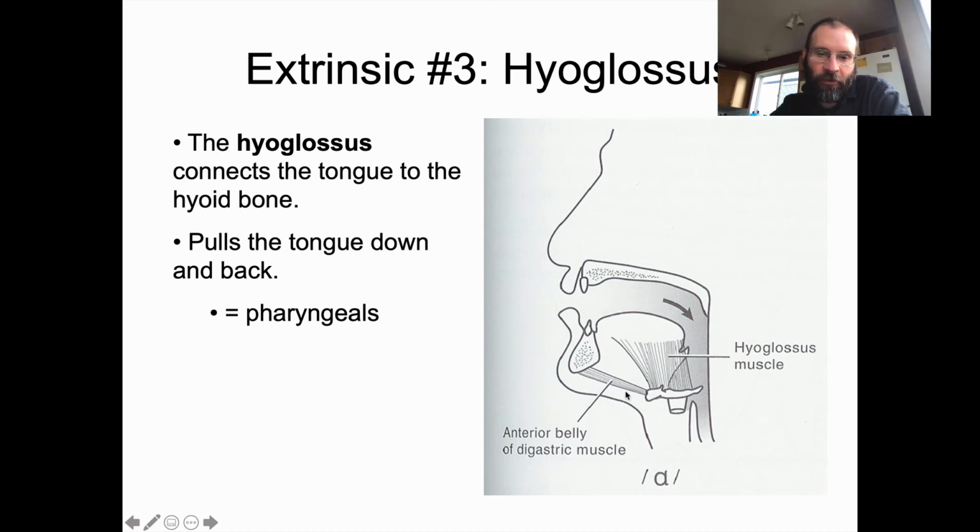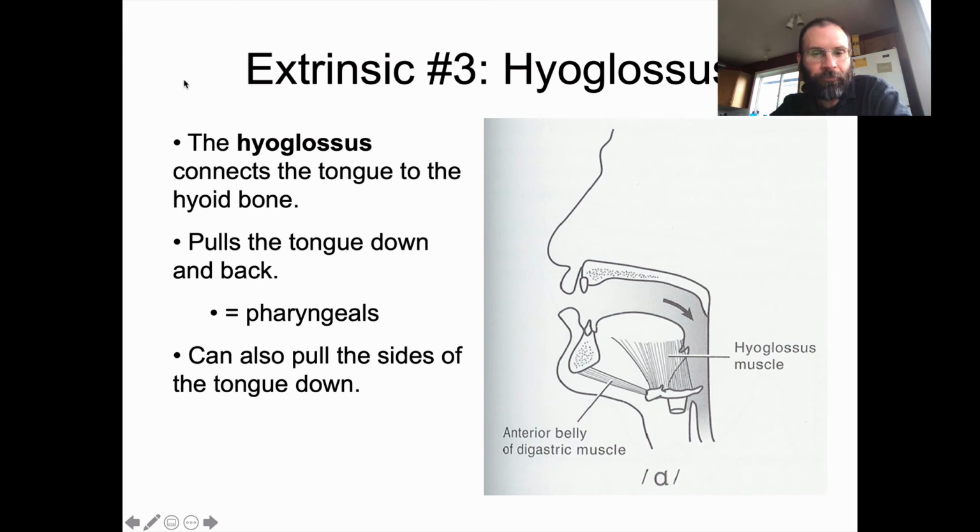They've also got the anterior belly digastricus muscle plotted out here. That's where that one is located, and it helps you lower your jaw. So if you do both of those things together, you can get the tongue into the right position for an ah, a nice low back pharyngeal vowel. This can also apparently pull the sides of the tongue down. So in case you want to do the opposite action of grooving the tongue, which may be useful for a sh type articulation, you could possibly get the hyoglossus muscles working for you on either side.